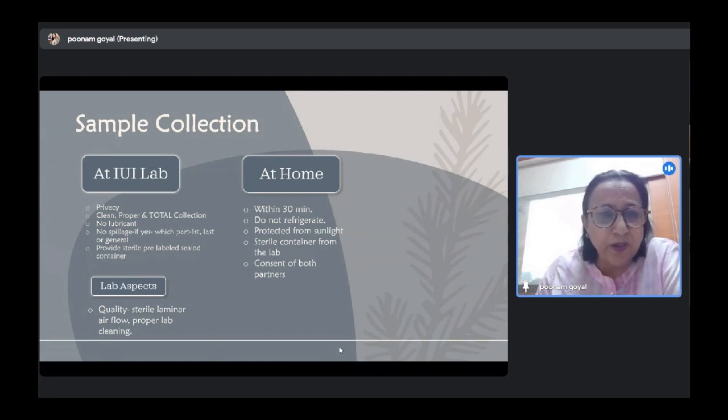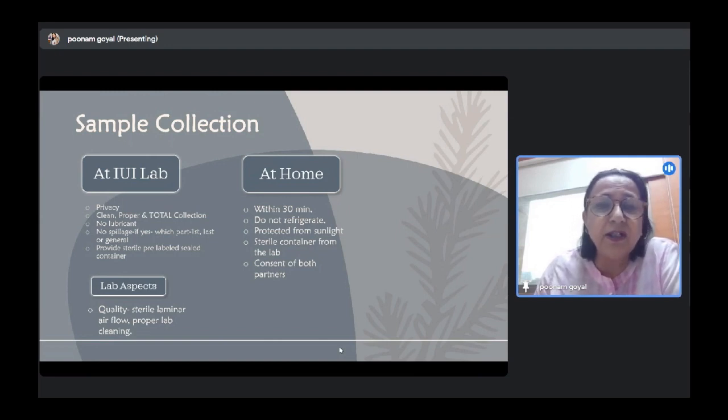No lubricant should be used. No spillage. If there is any spillage, then you have to note down whether the first part spilled, or in general there was spill, or the later part spilled, and you should provide proper sterile, labeled, sealed containers to the patient. Then at home collection, the sample should reach you in 30 minutes.